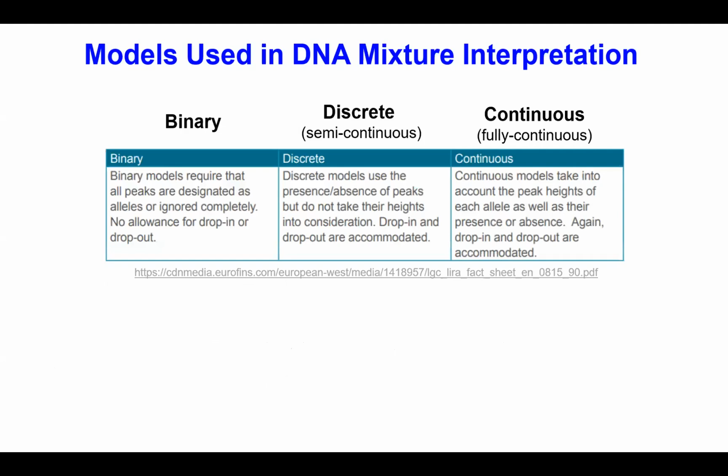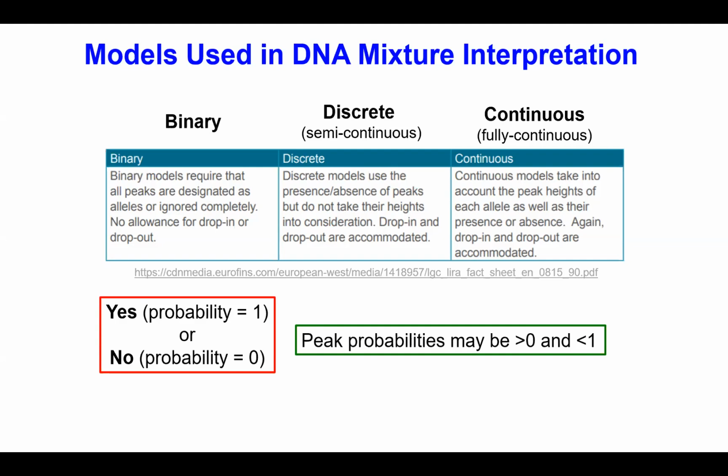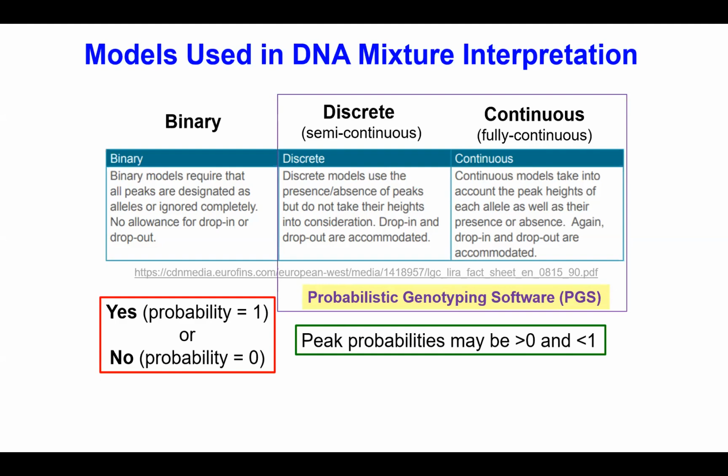In terms of what these mean, a binary method is when you're just looking at all the peaks that are there; they're either there or they're not there. There's no allowance for allele dropout. This is just a summary from Eurofins on this. We have discrete, sometimes called semi-continuous, where the presence or absence of peaks is considered, but you're not considering the peak heights. And finally, you have continuous systems that also consider peak height as well as probability of drop-in and dropout. So the binary is either it's there, a probability of 1, or it's not, a probability of 0. The peak probability can be greater than 0 or less than 1 with a probabilistic system. And so probabilistic genotyping software can be either discrete or continuous.